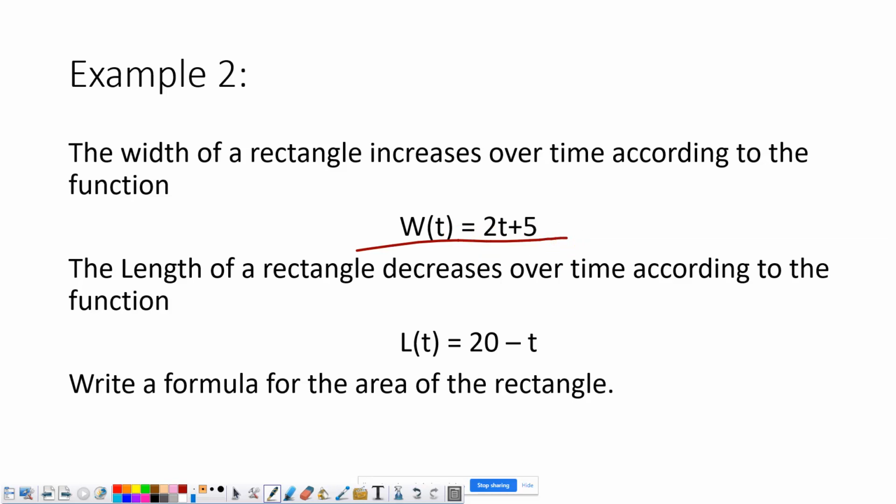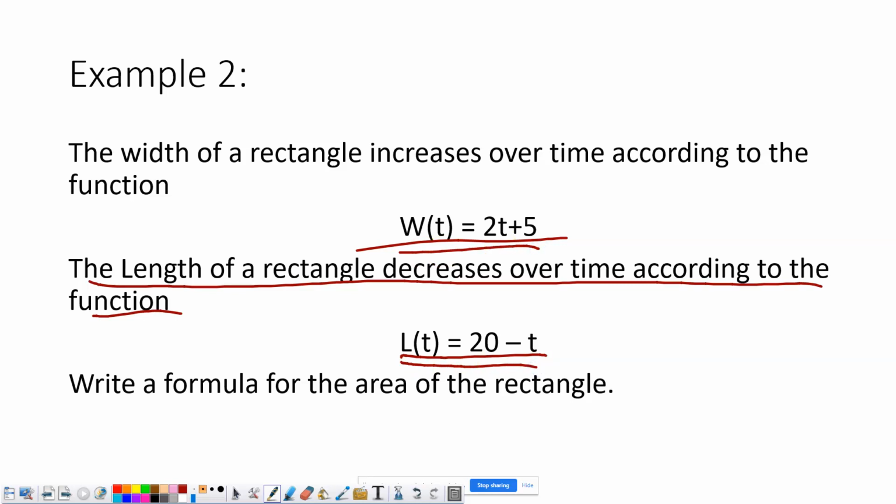So we have a function which describes the width of your rectangle over time. Now in the same way, the length of the rectangle is decreasing over time according to this function. Rectangles have length and width. So the width is increasing, but the length is decreasing. We can use the same times. What is the length of the rectangle at 2 seconds? Well, the length of my rectangle at 2 seconds would be 20 minus 2, which is 18. So at the 2 second mark, the length of my rectangle is 18 centimeters.